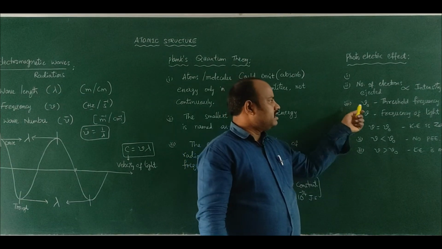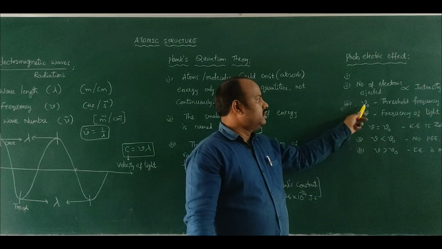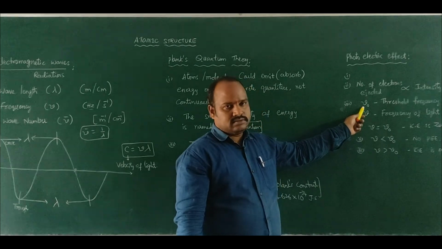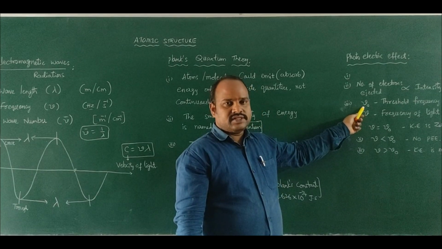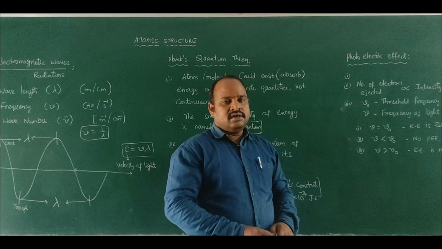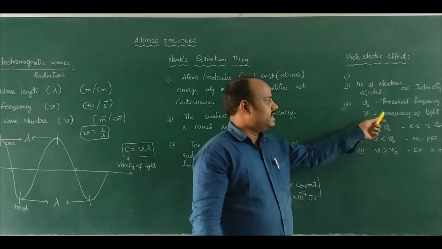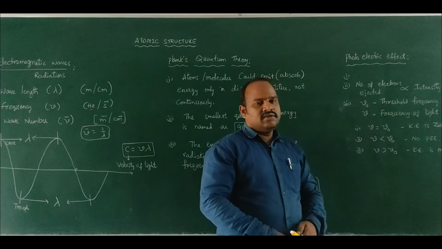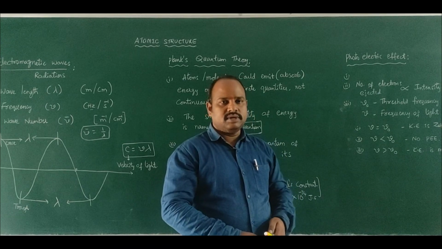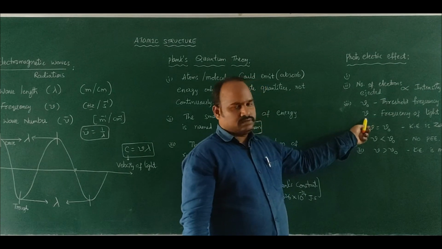And then every metal is associated with some amount of frequency, that frequency is named the threshold frequency, which is indicated as nu naught. The frequency associated with a specific metal is named the threshold frequency. And nu here indicates the frequency of light which falls on the metal surface, or which is scattered onto the metal surface.